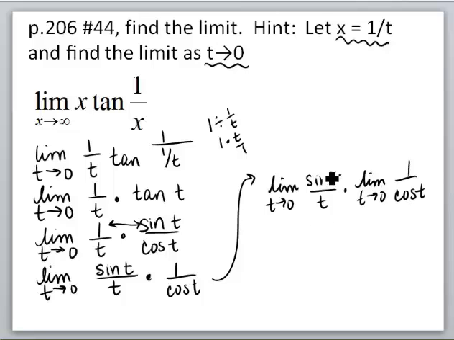This one is one we're supposed to memorize, and we know that it approaches 1. And then we have times, we did this one earlier, so if I put 0 in here, I get 1 over the cosine of 0. The cosine of 0 is 1. So we end up with our answer of just 1.